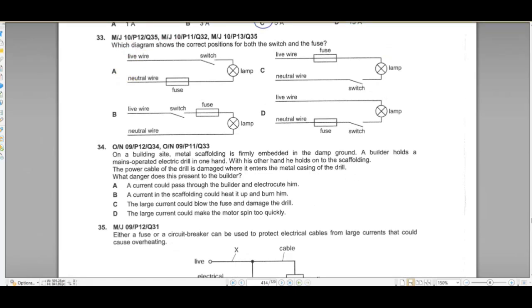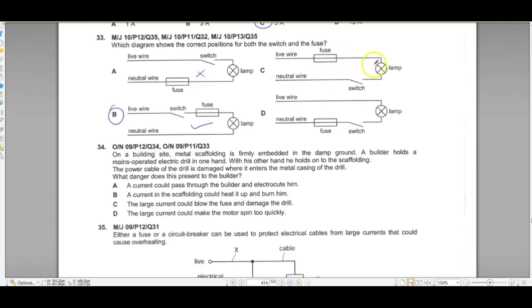Question number 33. Which diagram shows the correct position for both the switch and the fuse? Okay, this is a live wire. There is a switch, but the fuse is after the appliance, so this is not going to work. B, there is a live wire, there is a switch, and then there is a fuse. Yes, this is a good arrangement for it. So this might be the correct option, but let's look at the other options.